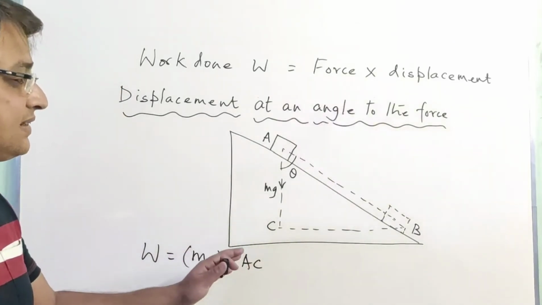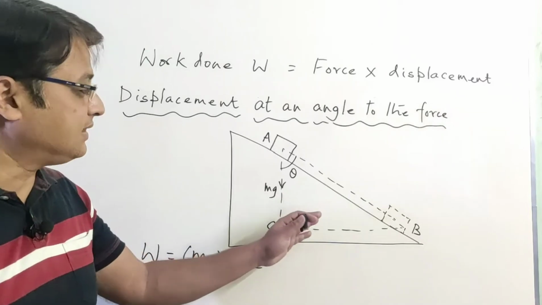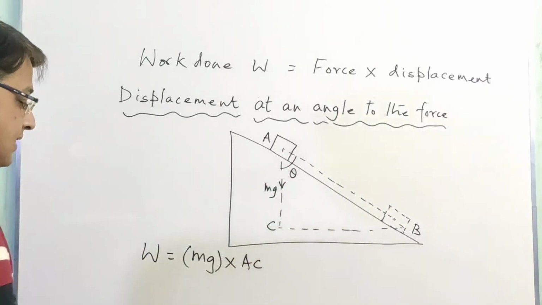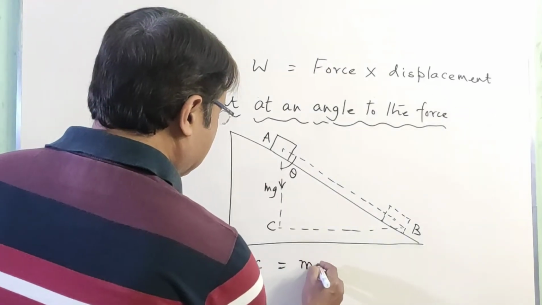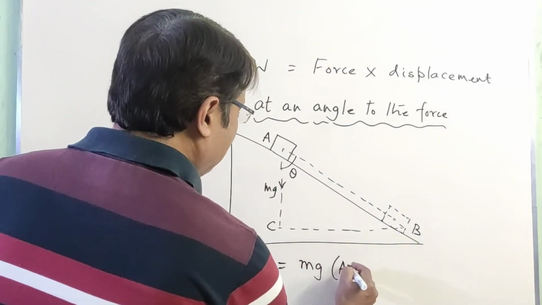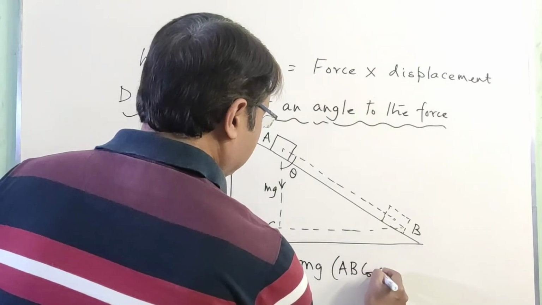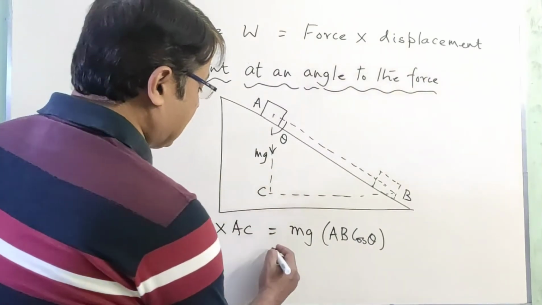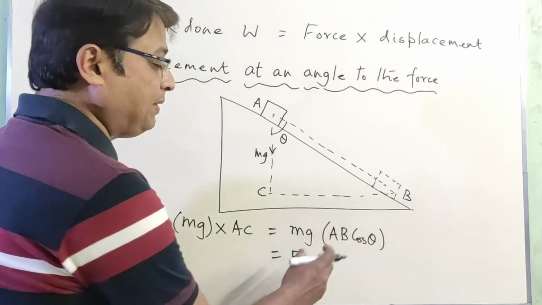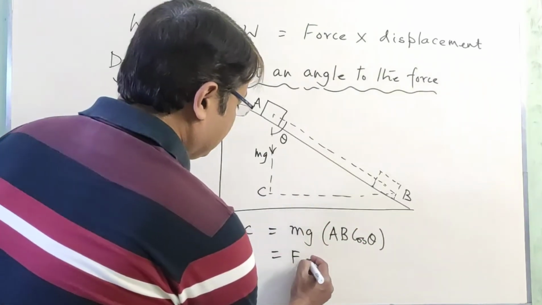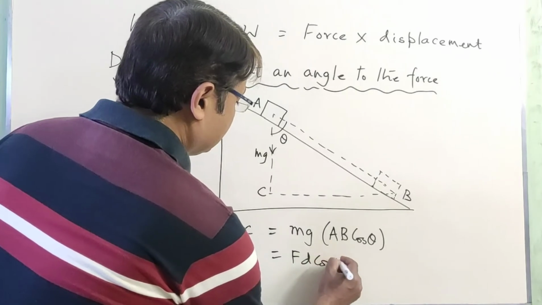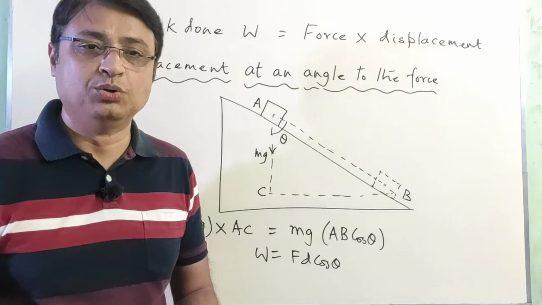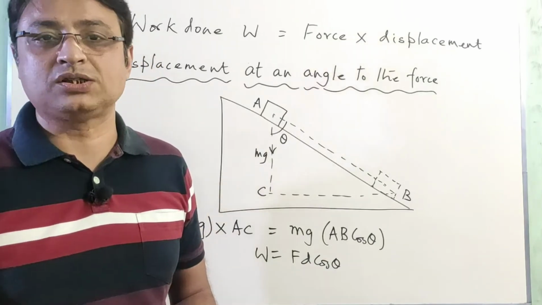Now what is AC? From the figure we can say that AC is nothing but AB cos theta. So it can be written as mg into AB cos theta, right? So in general we can write it as mg as capital F, AB as the displacement d, cos theta. So the mathematical form is W equals Fd cos theta.